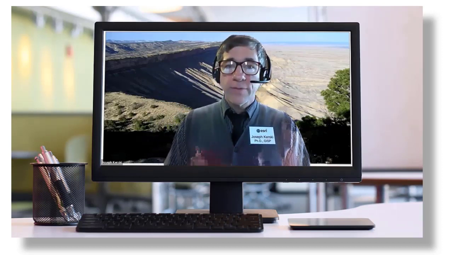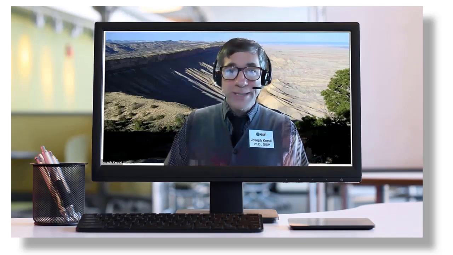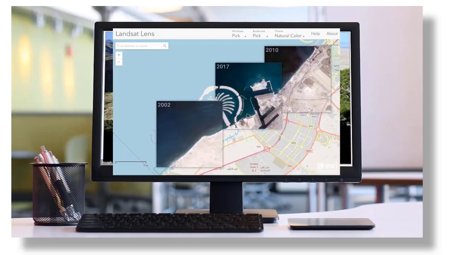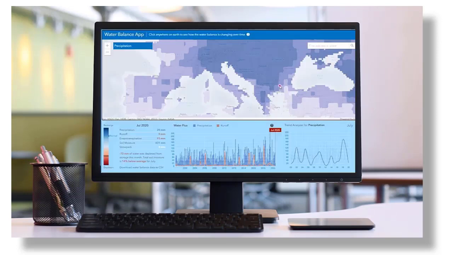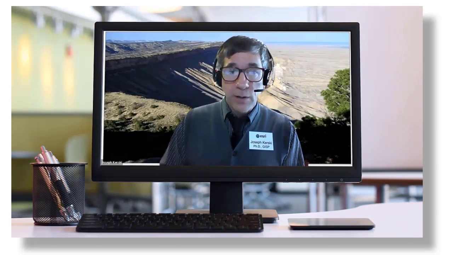I hope you are enjoying the course so far and found the web mapping applications you investigated last week to be as fascinating as I do. Yeah, what's not to love? The water balance app, the migrations map, the Landsat lens, the elevation profile, all fascinating. I hope you found it to be as well. If you want more of these to explore, just let me know. I have plenty to share and could post in the announcements in our course.